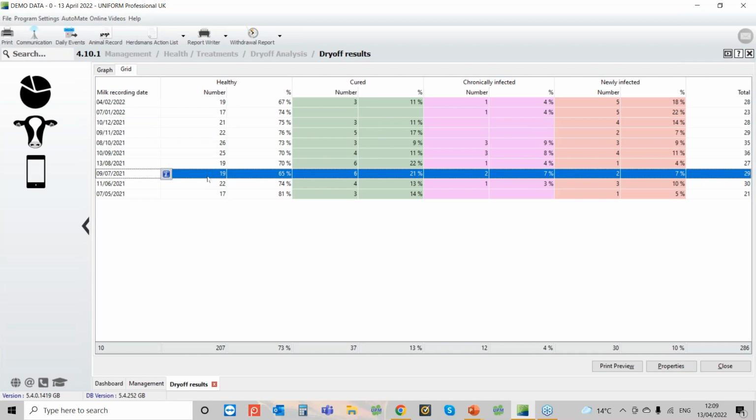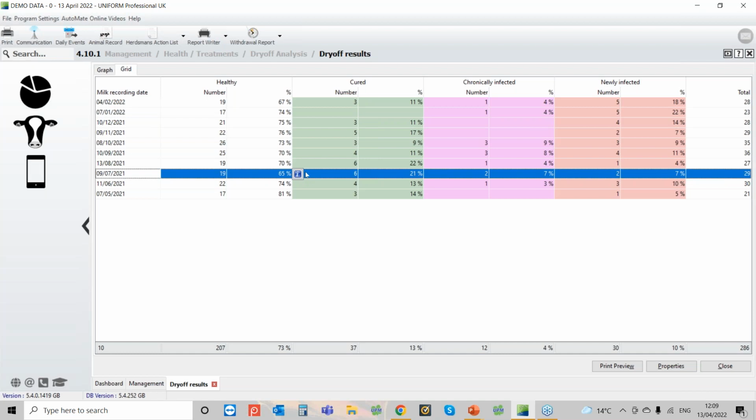What that means is that they finished low and they came in low. So that was good. We've then got the 6 cows that were cured, that's 21%. And what we're saying there is that they finished high. So you can see it's really important that you get your threshold set at the correct figure that your advisor or you as a farmer want it to be set at.